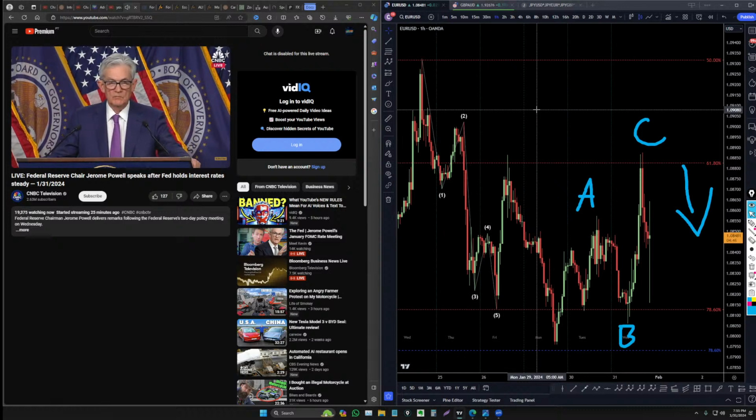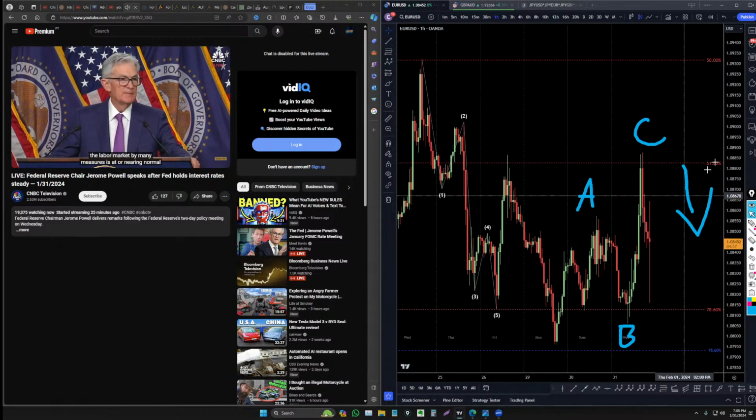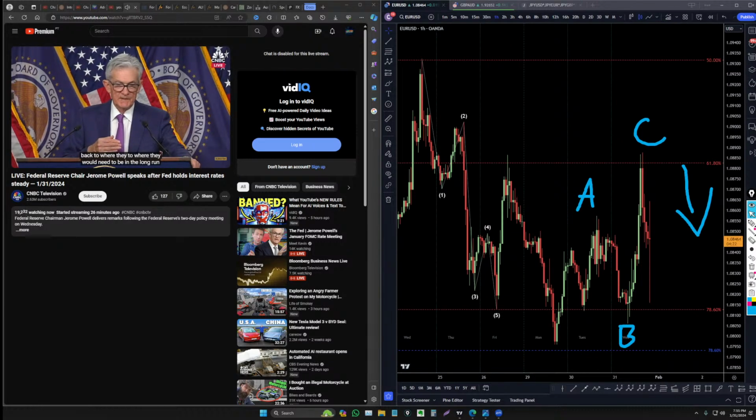Even with today's ECI levels, they were still above those pre-pandemic levels. I think the labor market by many measures is at or nearing normal, but not totally back to normal. Job openings are not quite back to where they were. Wage increases are not quite back to where they would need to be in the longer run. I would look at it this way though. The economy is broadly normalizing, and so is the labor market, and that process will probably take some time.